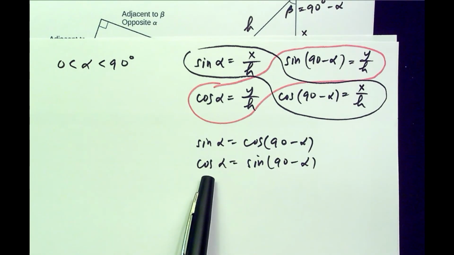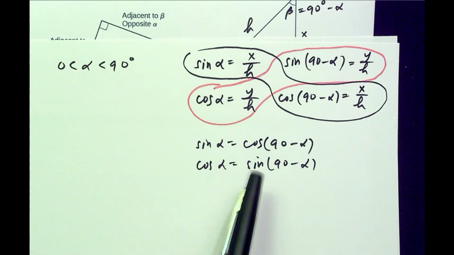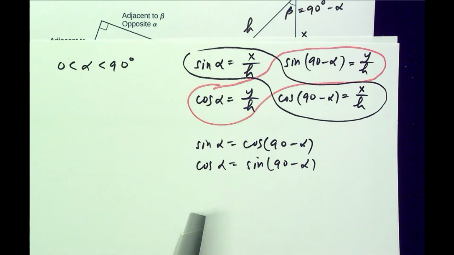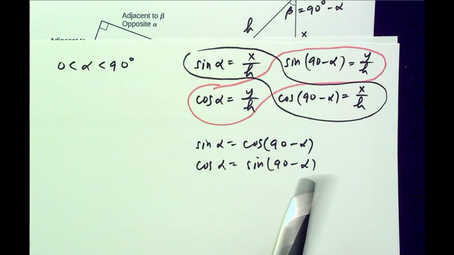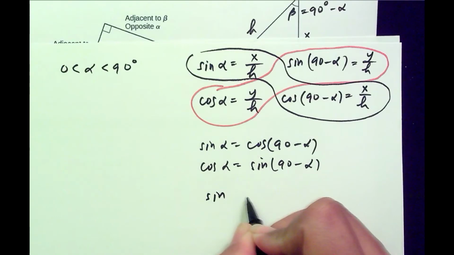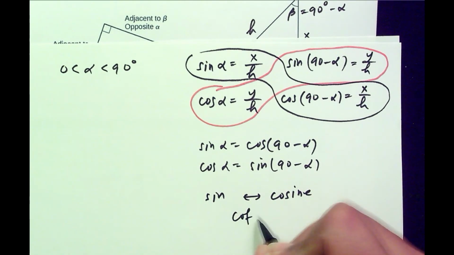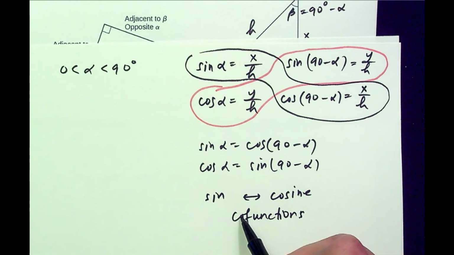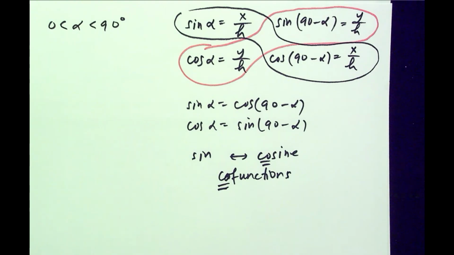The same thing if you start with cosine. If you start with cosine, you can change that cosine to a sine, provided that you change the angle to the complementary angle. And this relationship is sometimes referred to as saying that sine and cosine are cofunctions. And the word co is how you determine whether a trig function is a cofunction of another trig function.